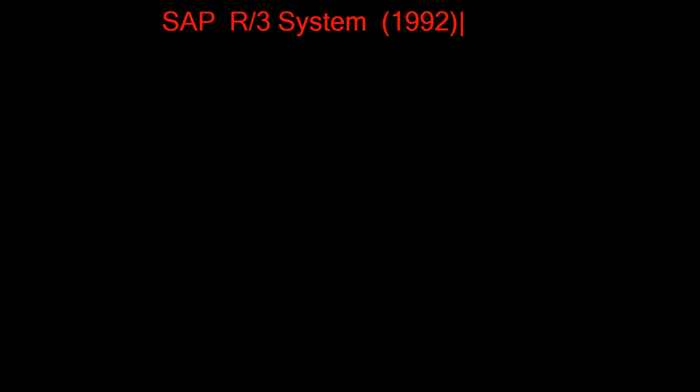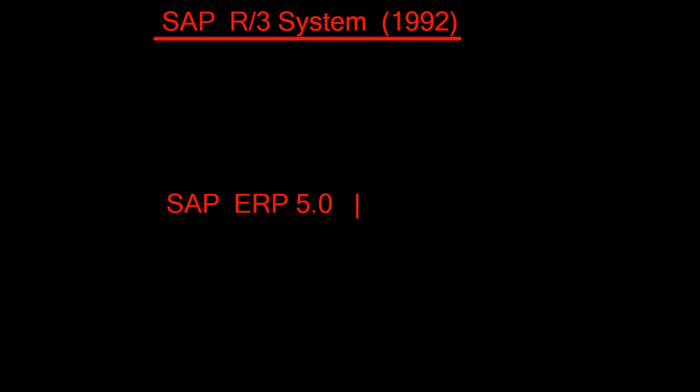The R3 system was released in 1992. So already we discussed one point. 1992 లో రిలీజ్ చేశారు. 2004 లో, in place of SAP R3, the name is changed to ERP, Enterprise Resources Planning. So ERP 5.0 was released in 2004. SAP R3 system was released in 1992.